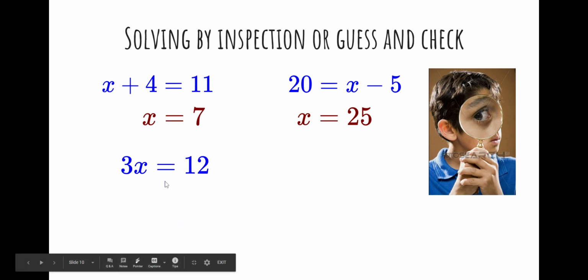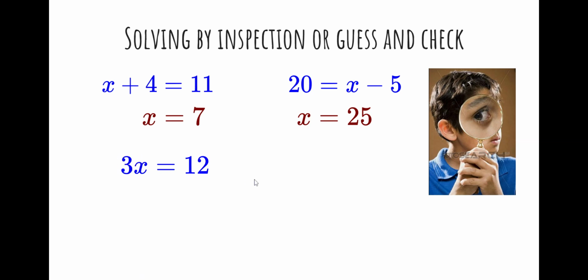This equation is looking for a number that multiplied by 3 produces 12. So 3 times a number equals 12. Can you figure what number that is? The answer is 4. So 3 times 4 equals 12. x equals 4 is the solution to our equation because it makes the left side and the right side equal.